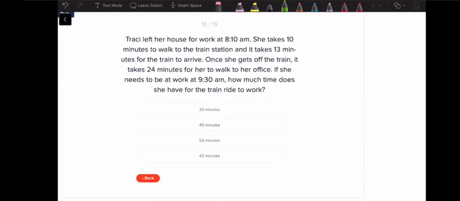This one states Tracy left her house for work at 8:10. She takes 10 minutes to walk to the train station, and it takes 13 minutes for the train to arrive. When she gets off the train, it takes 24 minutes for her to walk to her office. If she needs to be at work at 9:30 a.m., how much time does she have for the train ride to work? So we have a starting time, and we have an expected ending time. She needs to be at work by 9:30.